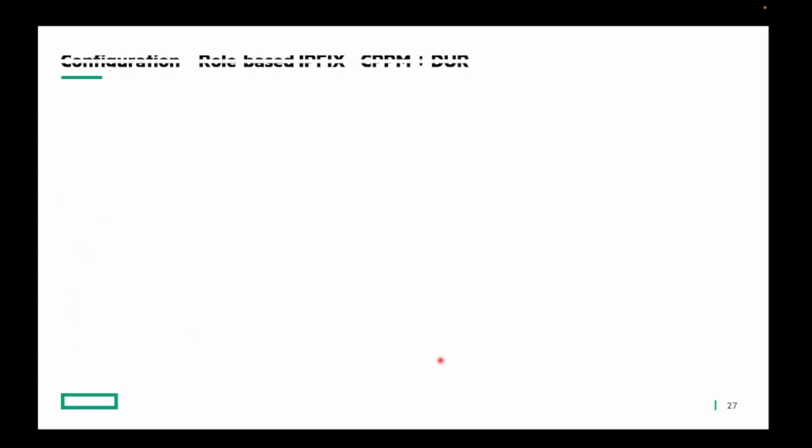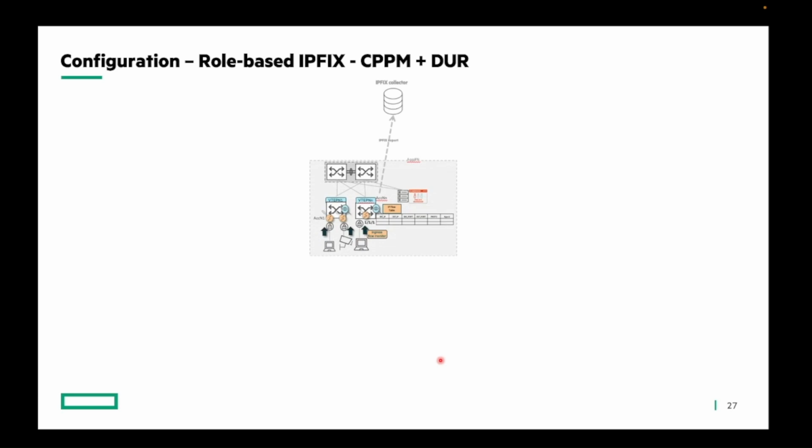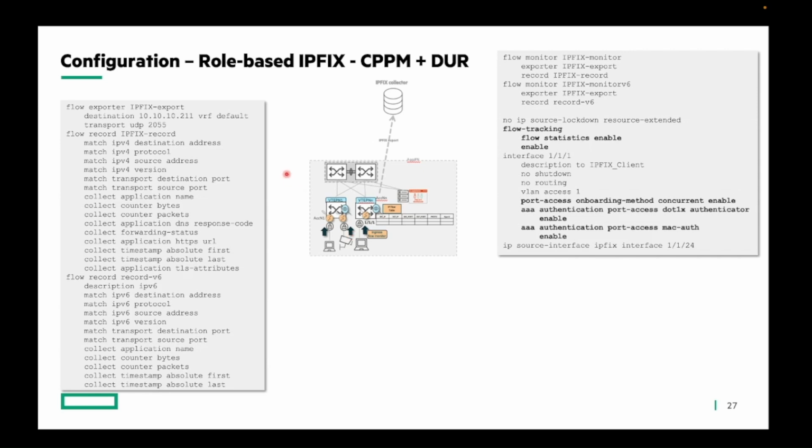Let's dive into the configuration. For the role-based IPFIX configuration involving CPPM plus DUR, for example, we are using ClearPass for authentication and role apply, downloadable user role from ClearPass. These are the configurations which will be mandated, which will be required.